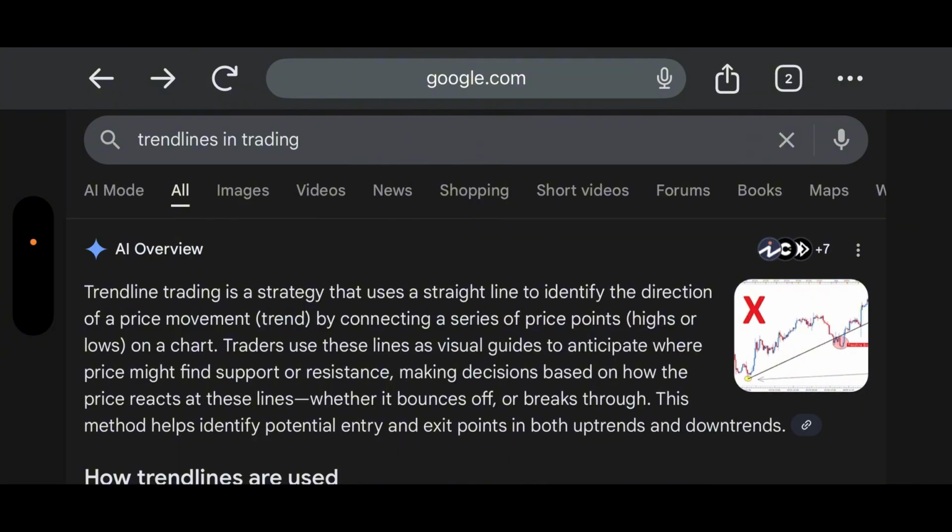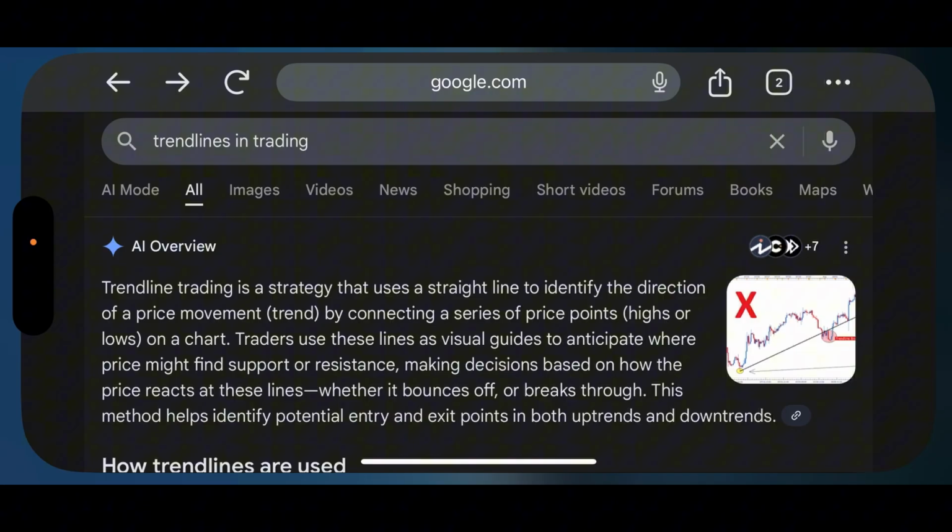According to Google, trend line trading is a strategy that uses straight lines to identify the direction of a price movement, that is the trend of the market, by connecting a series of price points, either highs or lows on the chart. And according to Google, traders will use these lines as a visual guide to anticipate where price might find support or resistance, and you make your decisions based on the bounce or the break of that trend line, which is correct. And it helps you to identify potential entry and exit in both uptrends and downtrends.